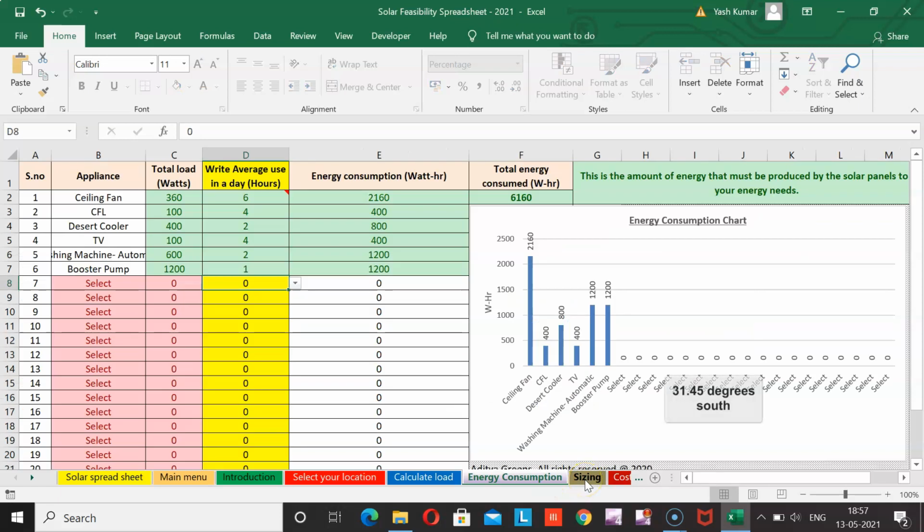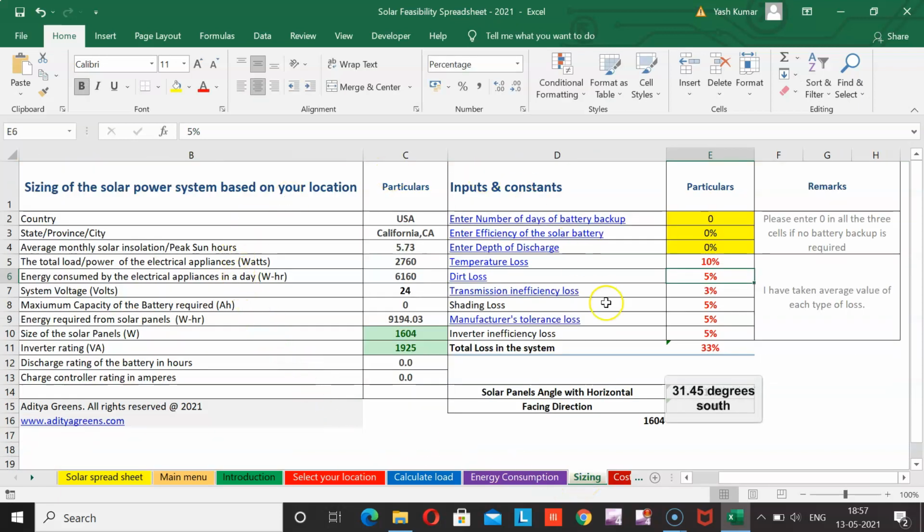Now coming to the sizing tab, this section will tell you the overall technical design of the solar power system. Country is United States of America, state is California, average peak sun hours 5.73. So you will find all the details that we already filled in the previous sections. The size of the solar panels in this case is 1604 watts. So 1604 watts of solar panels are required to meet my energy needs. Inverter rating would be 1925.